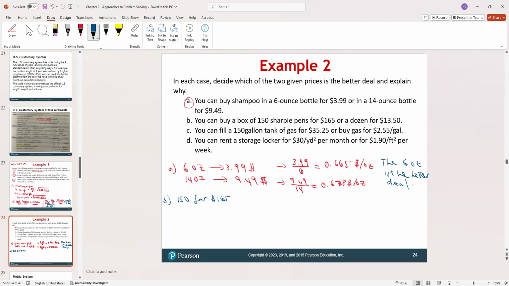But you also can do a dozen. A dozen has how many? A dozen for how much? $13.50. All right. So which one do you think is a better deal then? Well, the first thing is to find the price per unit. So for the first one, to find the price per unit, you can do 165 over 150.